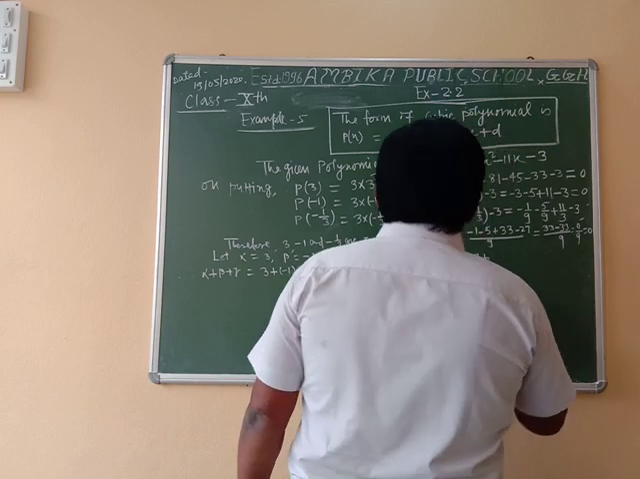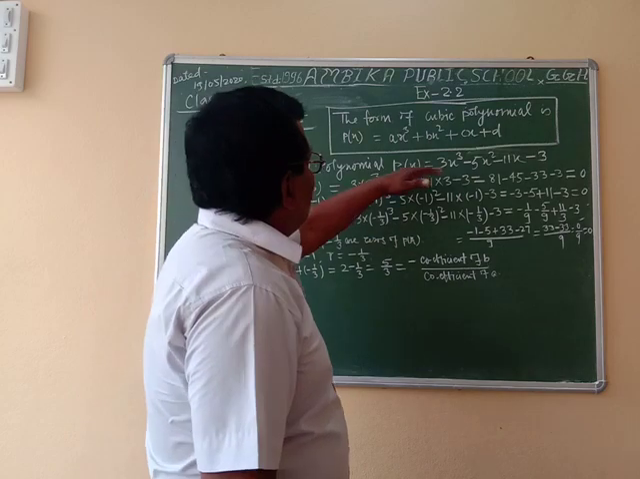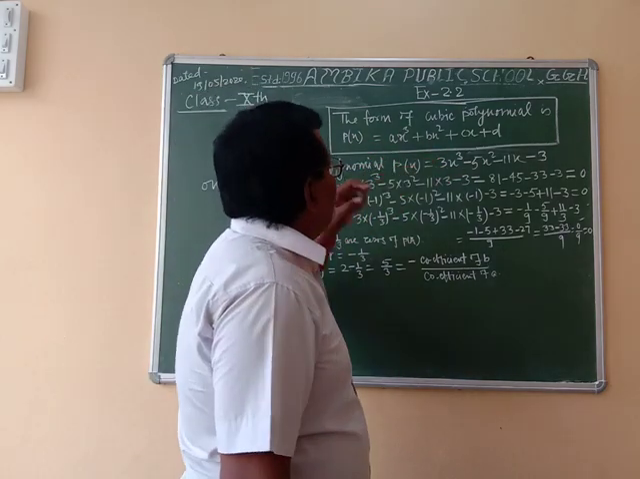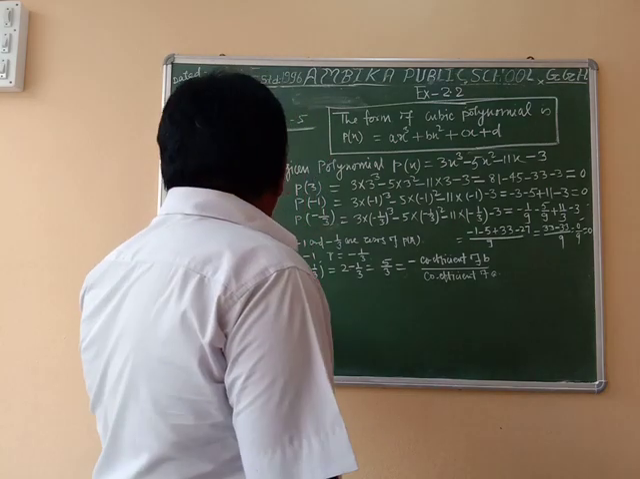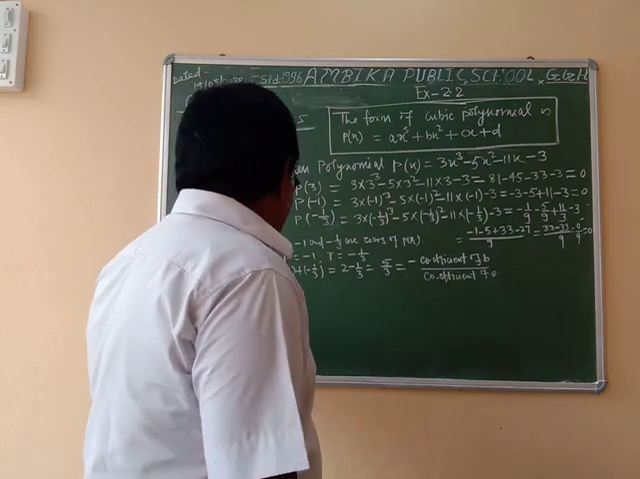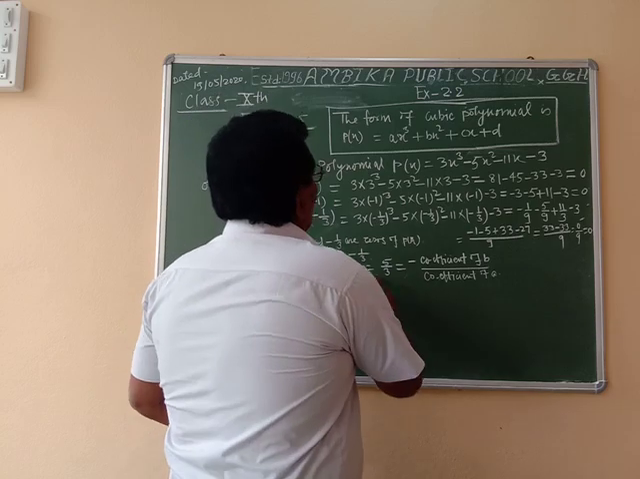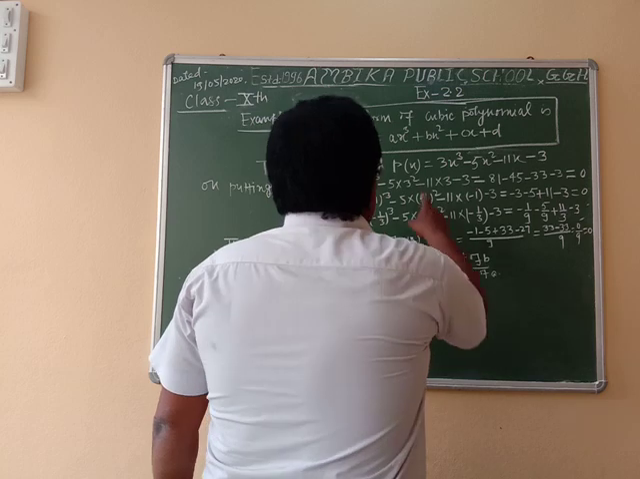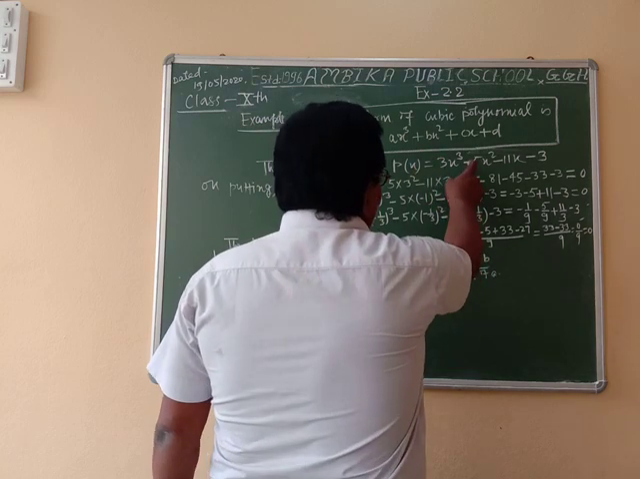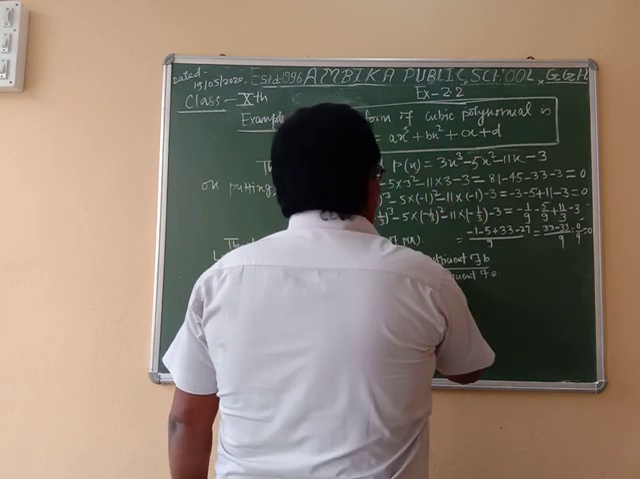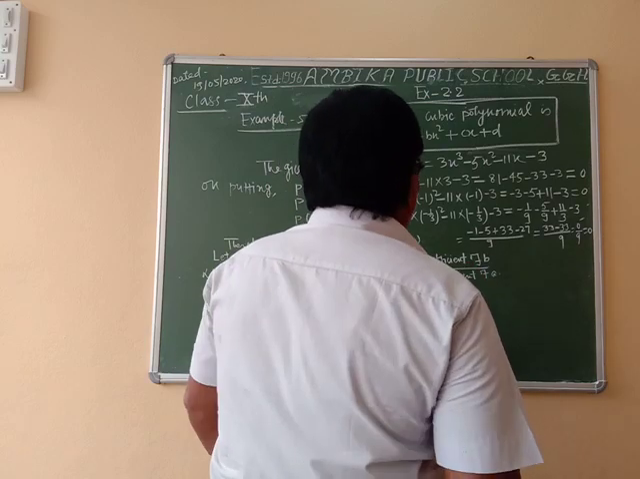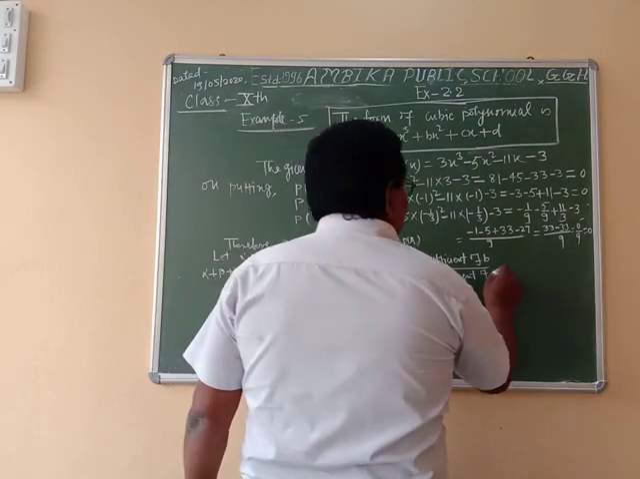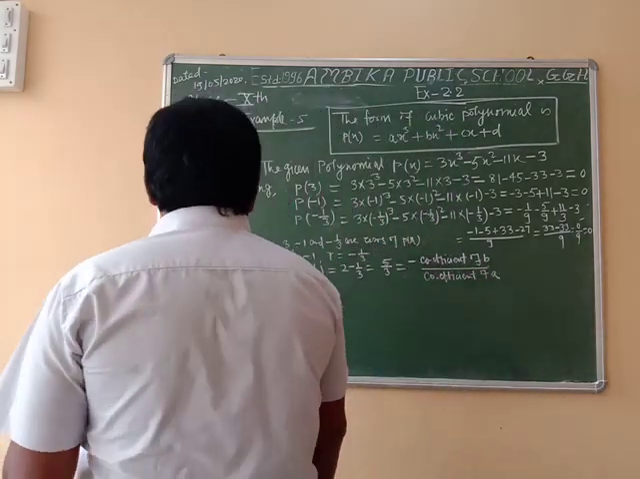Coefficient of a. Because the given polynomial is in the form of ax cube plus bx square plus cx plus d, here the value of alpha plus beta plus gamma is equal to 5/3. So we can write here b is equal to -5. So minus coefficient of b by coefficient of a is alpha plus beta plus gamma.